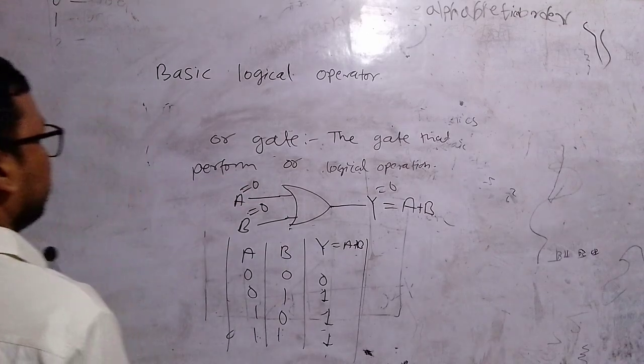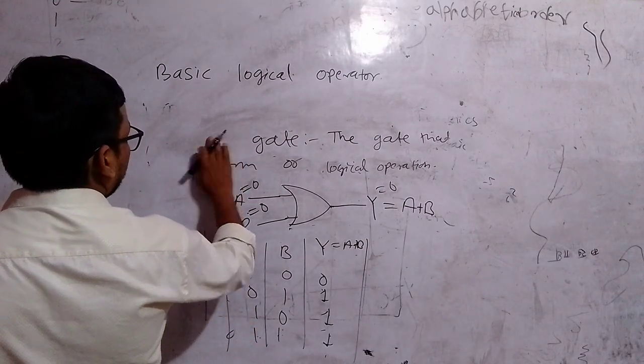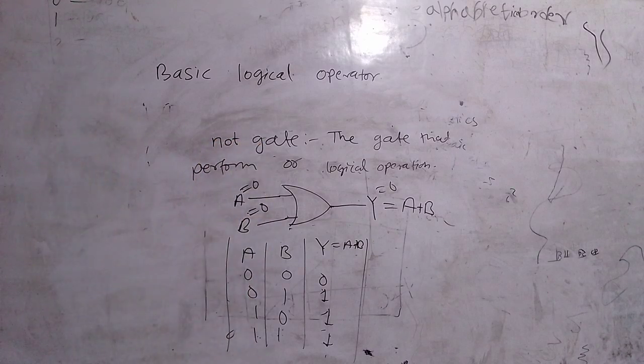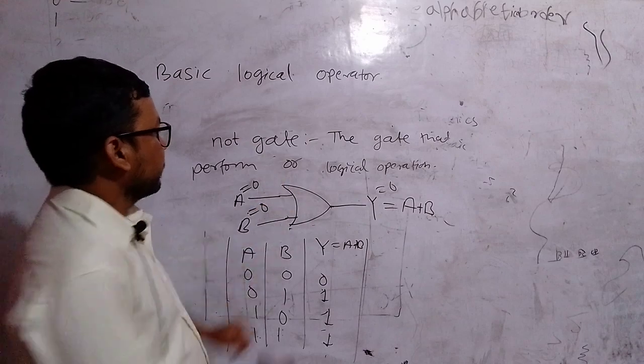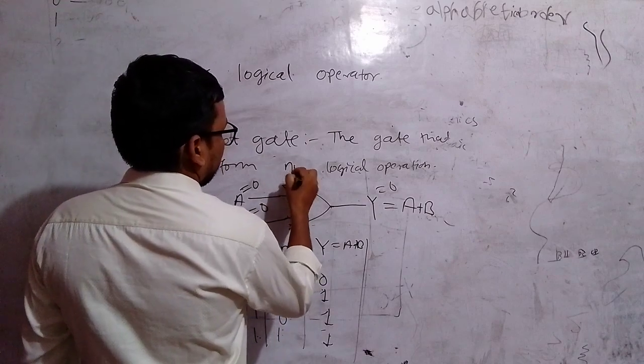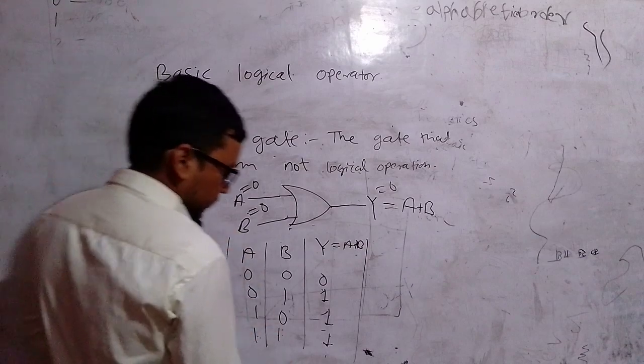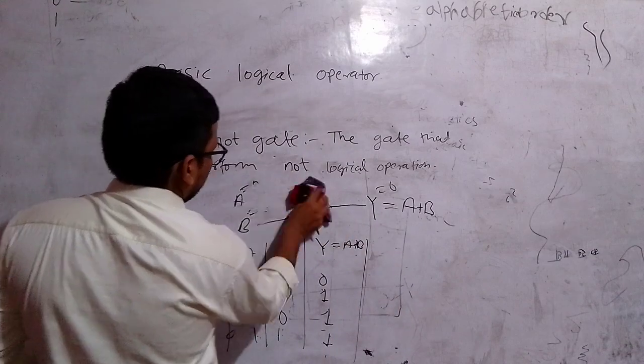OR gate. Then what is the NOT gate? The gate that performs the NOT logical operation is called the NOT gate. And what is the symbol of the NOT gate?